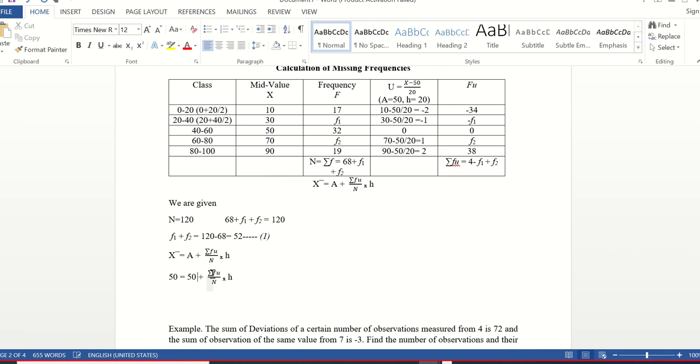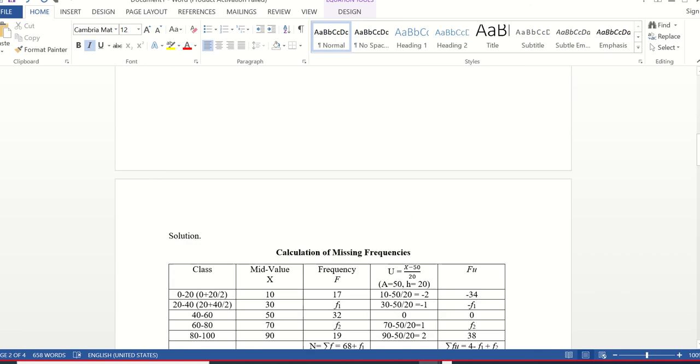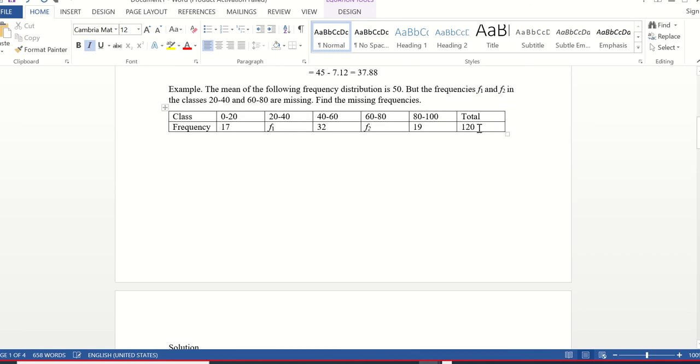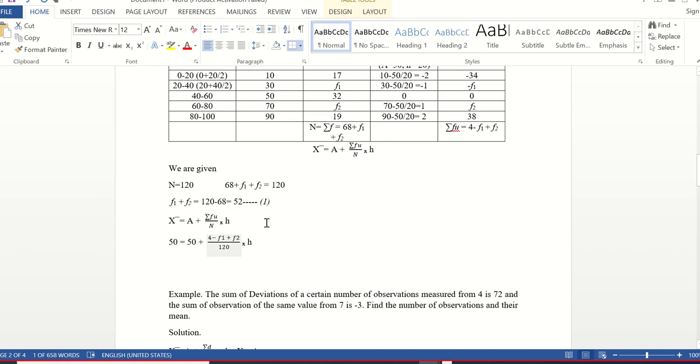Then we have summation of fu, so I will put this value here. N is already given to us: N is 120, the summation of frequency. So I have just applied the value 120. And h is 20, the class interval.